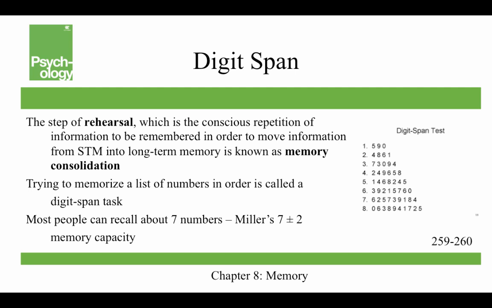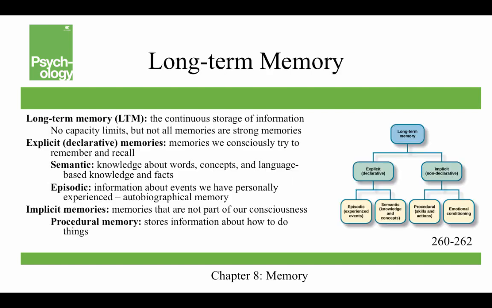The step of rehearsal, which is the conscious repetition of information to be remembered, is used to move information from short-term memory to long-term memory. And that's known as memory consolidation. So you can try to memorize a list of numbers in order, and that's called a digit span task. You can think of this like trying to memorize somebody's telephone number. Most people can recall about 7 numbers, and that's what Miller was talking about with 7 plus or minus 2 items, and that seems to be our memory capacity.